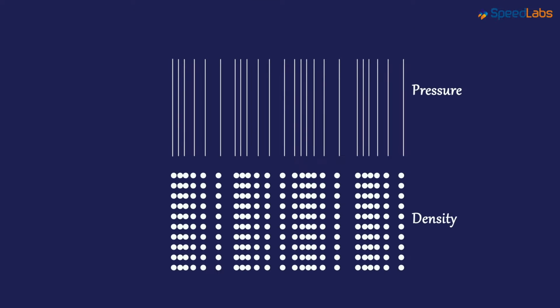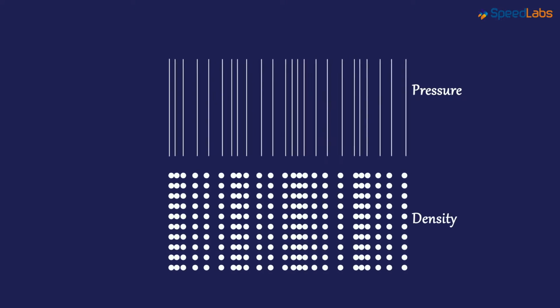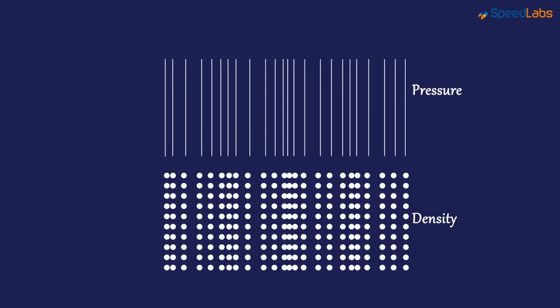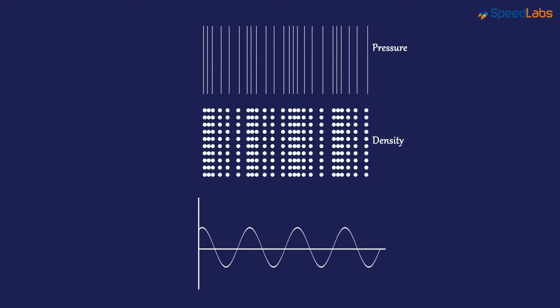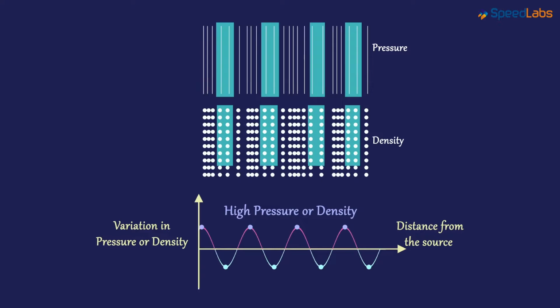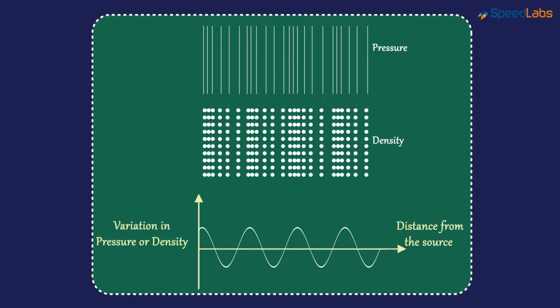Now let's get back to our earliest figures of pressure and density. This is the way in which pressure and density in the medium vary. We can also represent them with the help of an interesting graph. Its horizontal axis represents the distance from the source as the wave travels through the medium, and its vertical axis represents variation in pressure or density. Upper region of this graph represents high pressure or high density zones, and lower region represents low pressure or low density zones. This is how the sound wave travels.